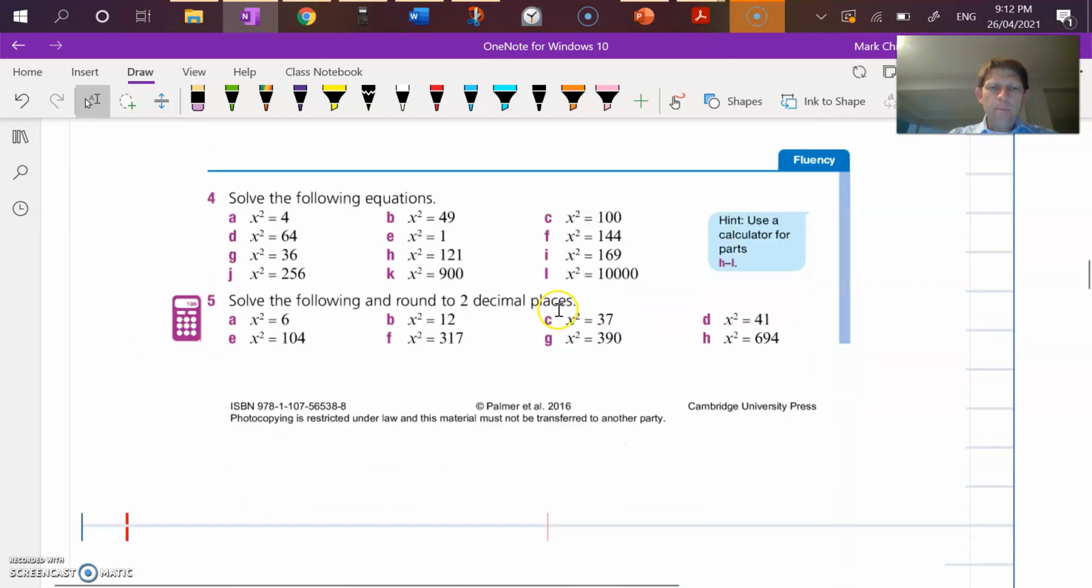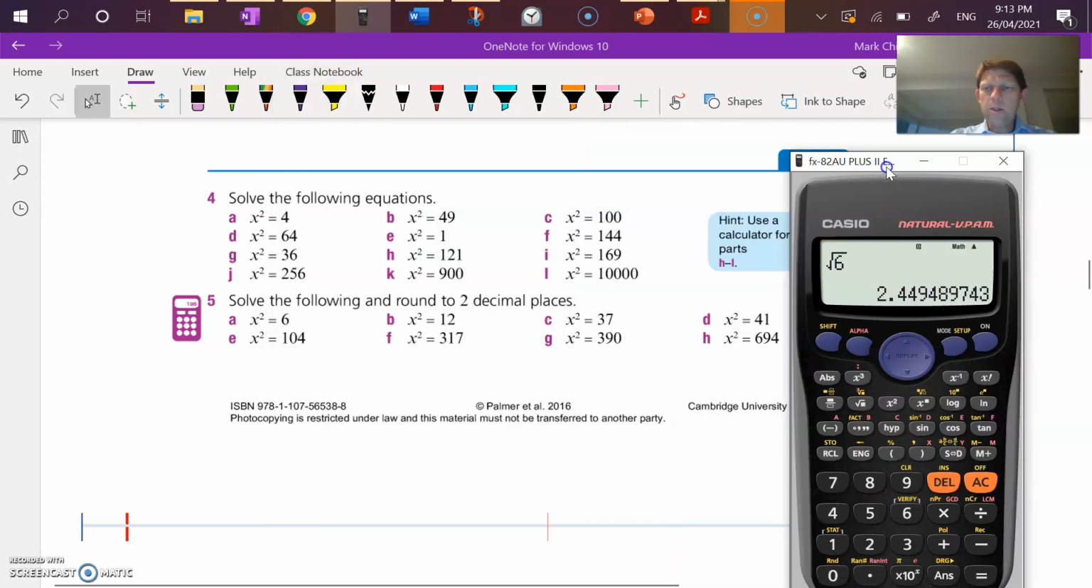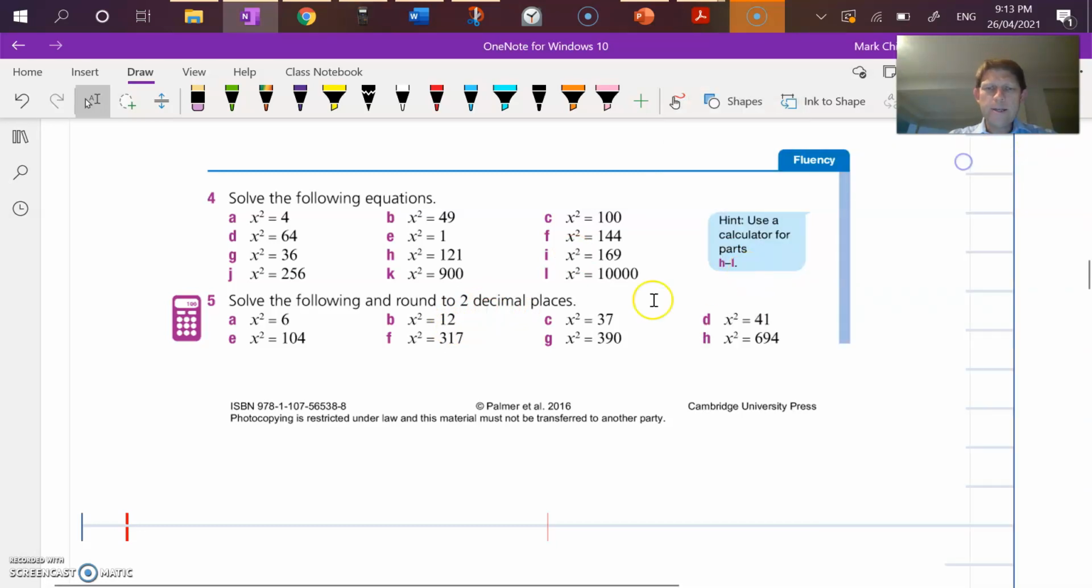Okay, now with 4, they're all perfect squares, so they'll come out as nice even numbers. But with 5, for instance, that first one, x squared equals 6, if I take the square root of both sides, I'm going to have to take the square root of 6 to work that one out, and it's going to give me an ugly number. All right, so you'll see here in the question it says just state it to 2 decimal places, because lots of square roots make really ugly numbers. All right, so we'll deal with that a little bit more in year 9. But yeah, we just have to be used to that. So not all of them come out as nice, even, beautiful numbers.